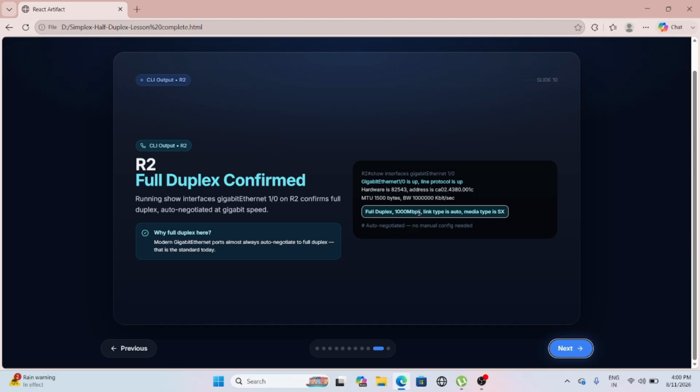And one important point, speed and duplex are two different concepts. Speed tells us how fast data can be transmitted. Duplex tells us how communication happens between the two ends. So don't confuse 100 Mbps or 1 Gbps with half duplex and full duplex. I have given this example for your clarification only.